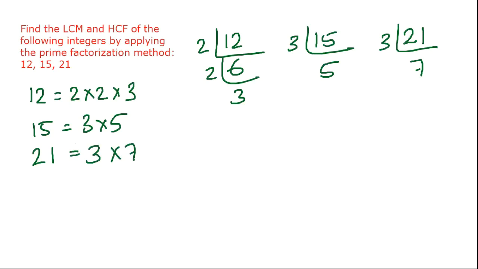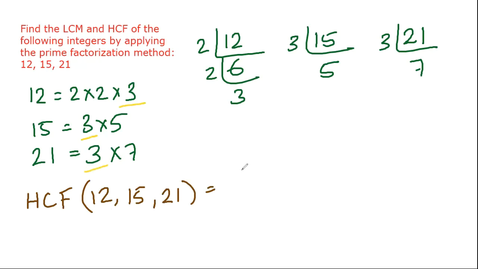In the next step, I will get the HCF of these three numbers. The HCF of 12, 15 and 21 is equal to the highest factor common among all these three numbers. The common one is 3. So I will get the HCF equal to 3.